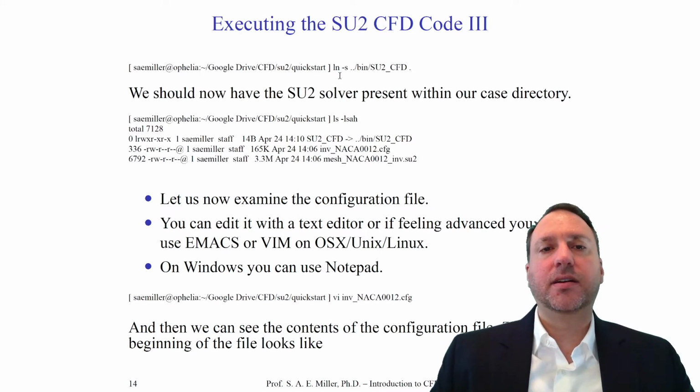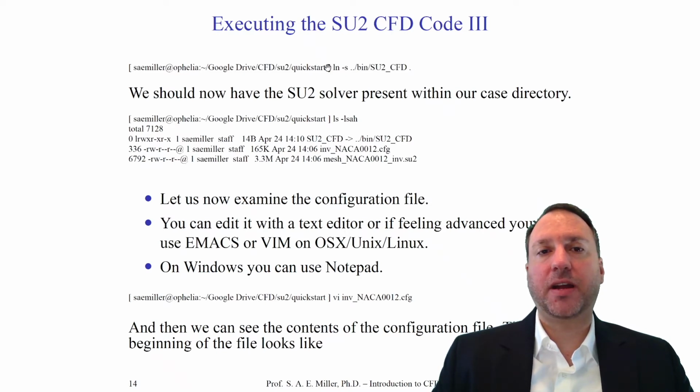ln -s. Now, ln is the command which creates a symbolic link on OS X. And I'm still in the quick start directory. -s means it's essentially a symbolic link. And then I say, what is the file I'm creating the symbolic link from? Well, I would write /bin/SU2_CFD. And then I would write where the file will be located. I put a space and a dot.